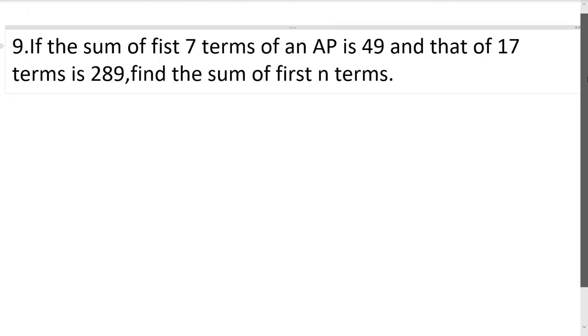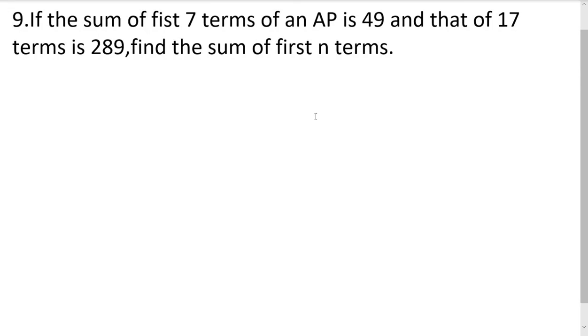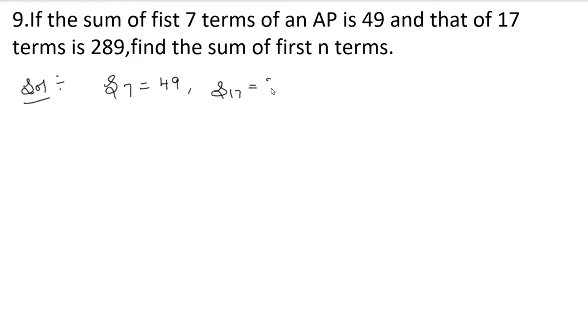Listen, children. If the sum of the first 7 terms of an AP is 49 and that of 17 terms is 289, find the sum of the first n terms. Okay, let us find it. What is given? Given that S7 is equal to 49 and S17 is equal to 289. We have to find the sum of the first n terms, that is, Sn.